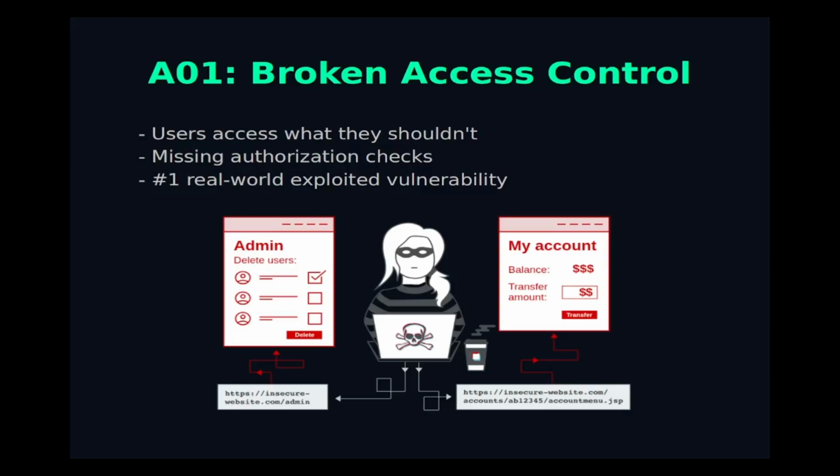Broken access control has been ranked number one because it's involved in more breaches than any other vulnerability. The scary part? You don't need advanced hacking skills. Sometimes just changing a number in the URL is enough.